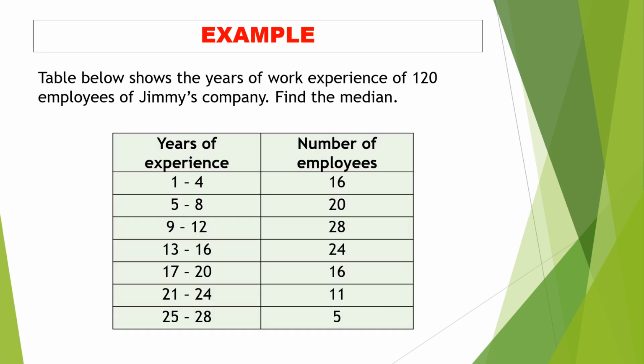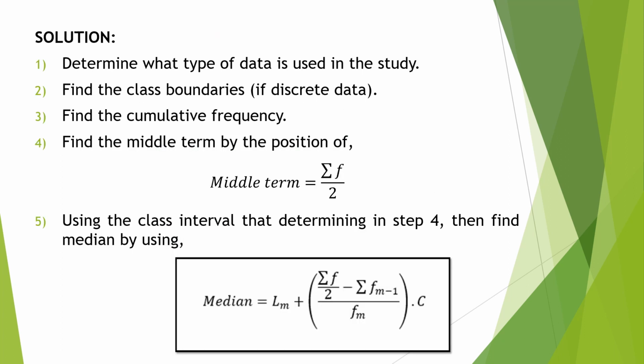Okay, let's try this example. The table below shows the years of work experience of 120 employees of Jimmy's company. Find the median. To solve this question, at first you need to identify what type of data set it is. You can see that this question has years of experience as class intervals, because you have a range of data, and the number of employees refers to frequency. So this data we can call group frequency distribution. Here I show you the steps to calculate the median for group frequency distribution.